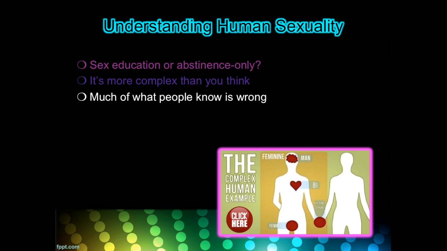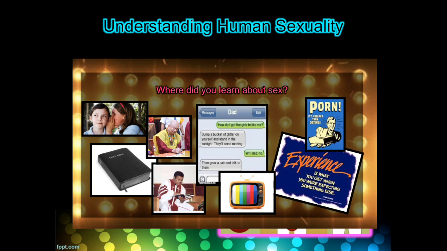Much of what people know about sex is actually wrong. So think about where you learned about sex. Was it from your friends, your peers, TV, parents, school, etc.? Most of our sources are actually not scientific and incorrect, which can cause unrealistic expectations and conclusions, like a pigeon drops off a baby, for example.